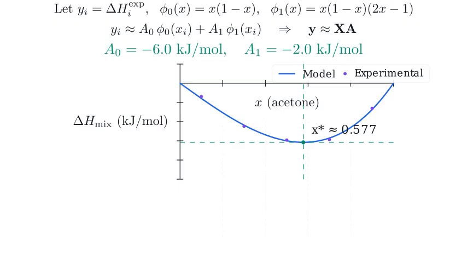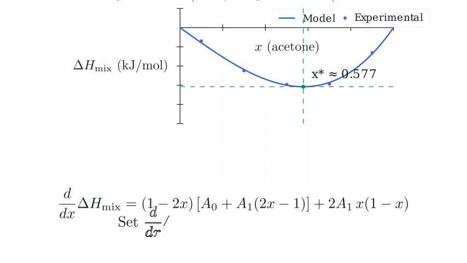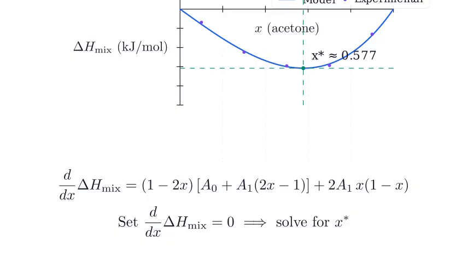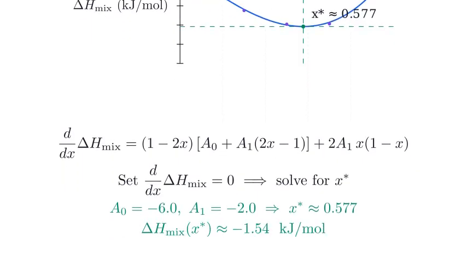To locate the maximum exotherm, we minimize the mixing enthalpy with respect to composition. For n equals 1, we differentiate the model and set the derivative to 0. Here is the derivative. We set it equal to 0 and solve for x star. Using our parameters, A0 is negative 6 and A1 is negative 2, the solution is near x star equals 0.577. At that composition, the mixing enthalpy is approximately minus 1.54 kilojoules per mole.